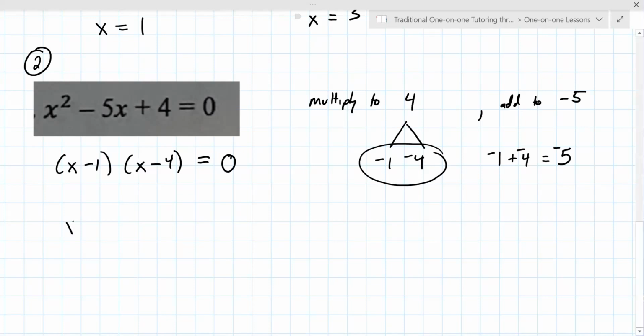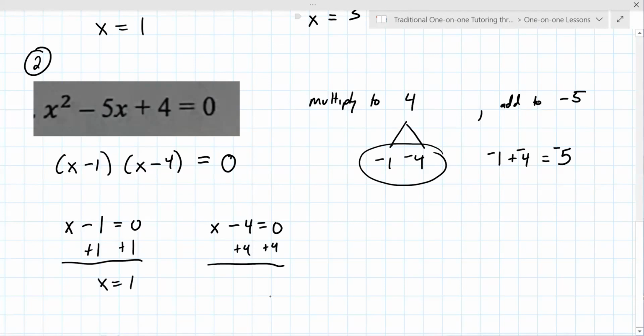So now you set each of these terms equal to 0. Okay, and then you add 1 to both sides. So you have x equals 1, add 4, x equals 4. Okay, I'm good. I'm writing that down. I need to write some space. Sounds good.